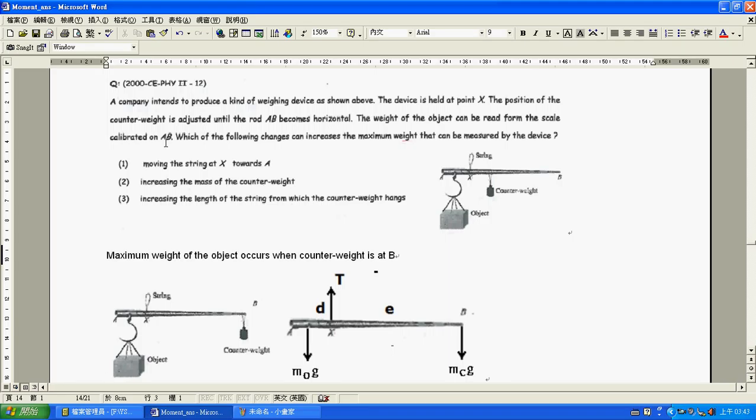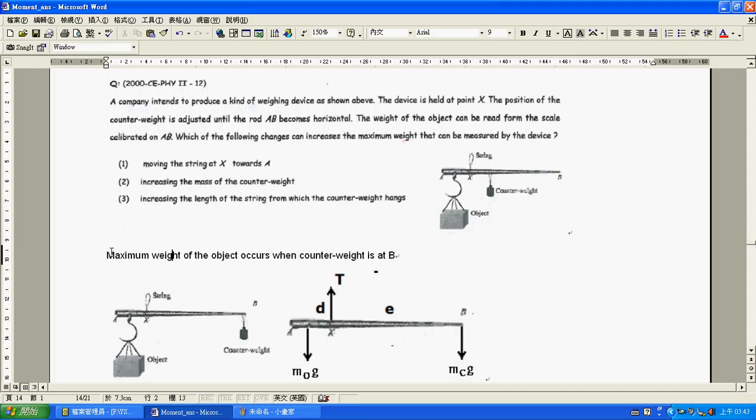So number one, moving the string at X towards A. And number two, increasing the mass of the counterweight. And number three, increasing the length of the string from which the counterweight hangs. Now let's look at them one by one.